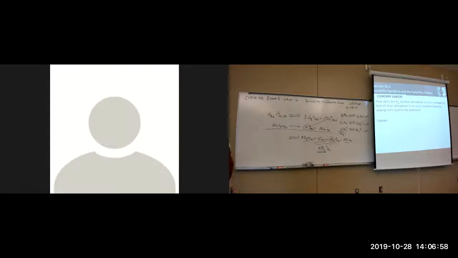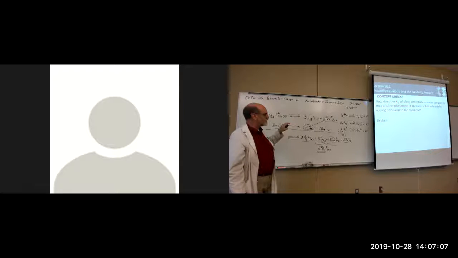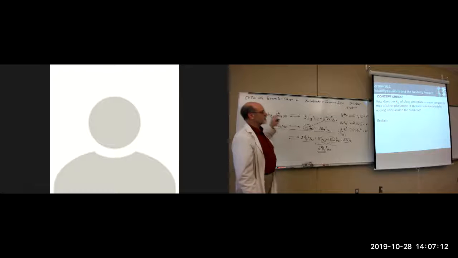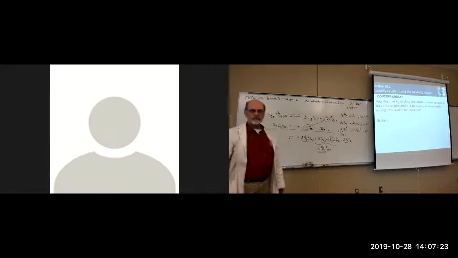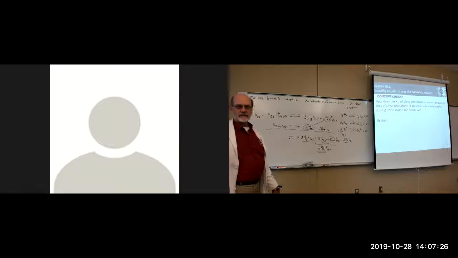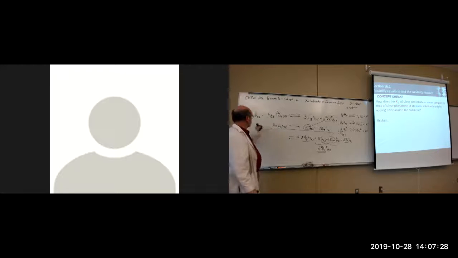So that refers to the solubility, how much of this goes into solution when we add nitric acid. What effect does the addition of nitric acid have on the KSP of silver phosphate in any type of aqueous solution? If we modify the solution, how does that affect the KSP?